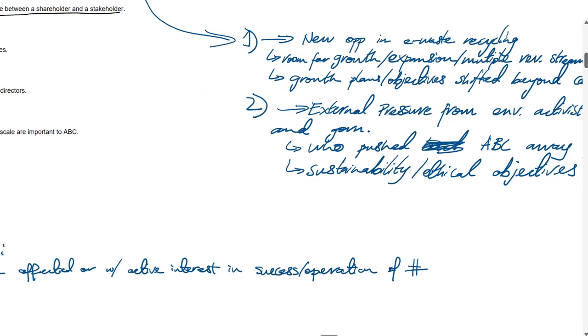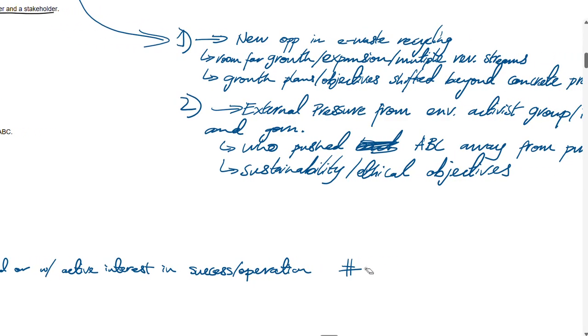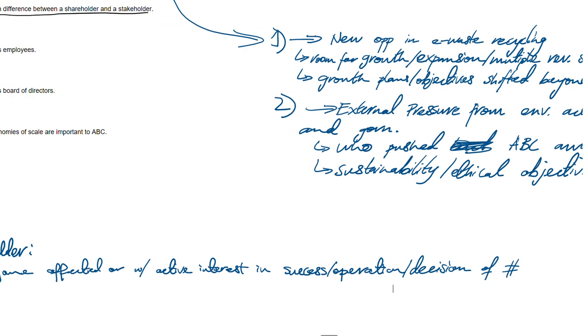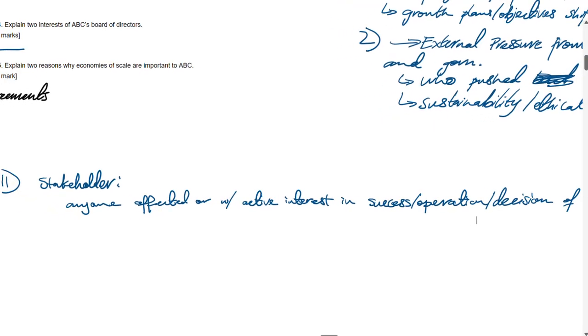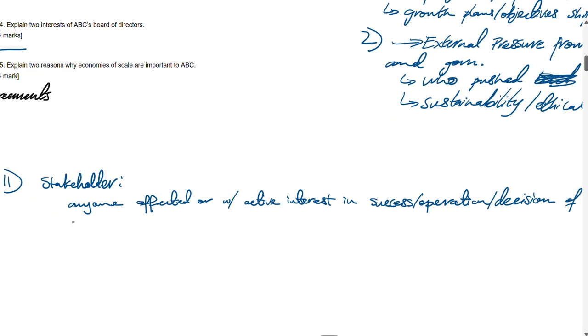We should say success, operation, and decisions, right? Decisions is the key term here of that business. Now we should probably give some examples. We looked at the examples below. We can say external, internal, right? So we can talk about that. And we have to link it to the case study. So application to case study specific. It's 4 marks.